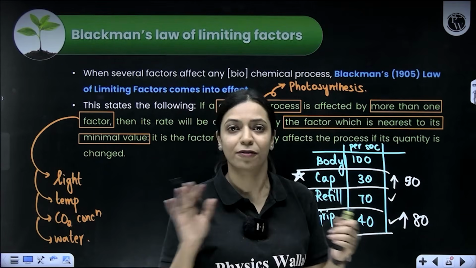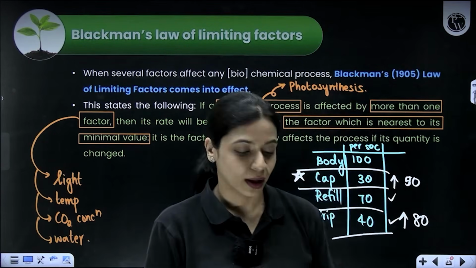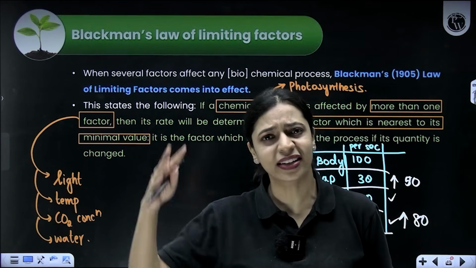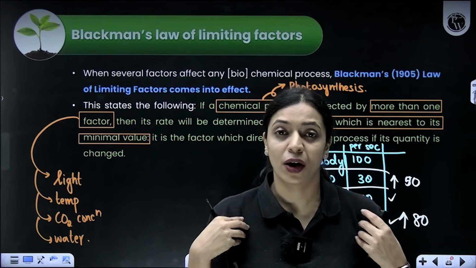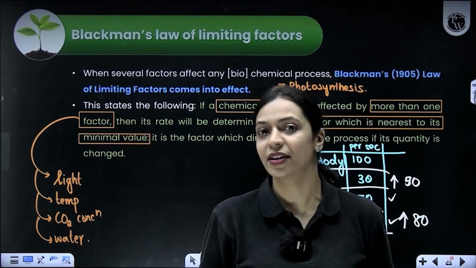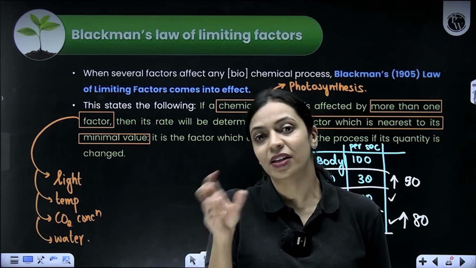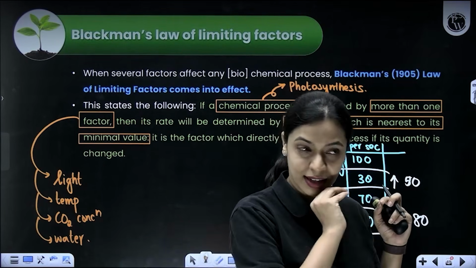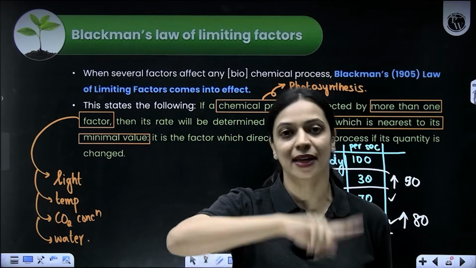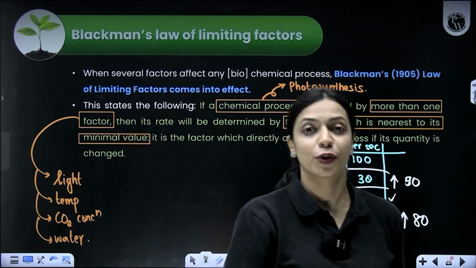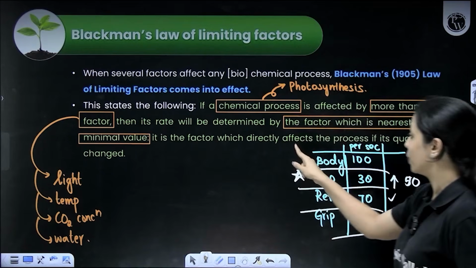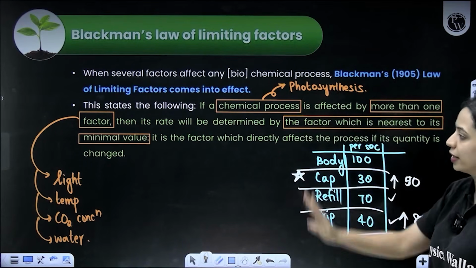Let's say the light is perfect, the temperature is optimum, water is great, but carbon dioxide concentration is not sufficient. If you go on increasing light and adding more water to the soil, the plant will not photosynthesize better because carbon dioxide is not sufficient. So whichever one is at its lowest, suboptimal value, only if you increase that will the overall rate of photosynthesis increase. It is this factor which will directly affect the process if its quality is changed.